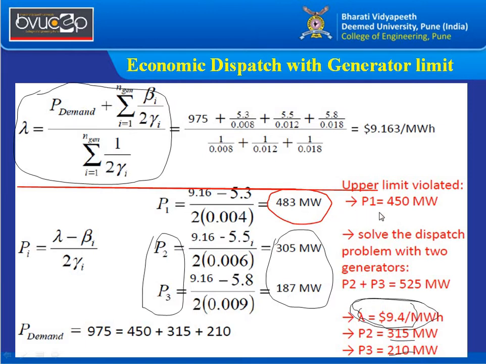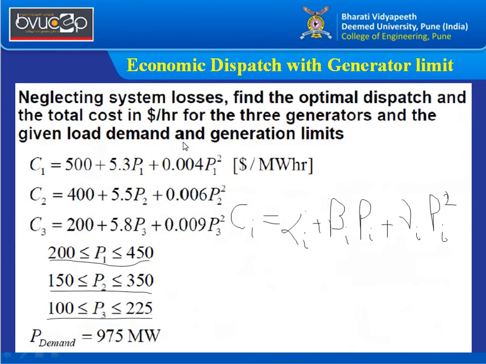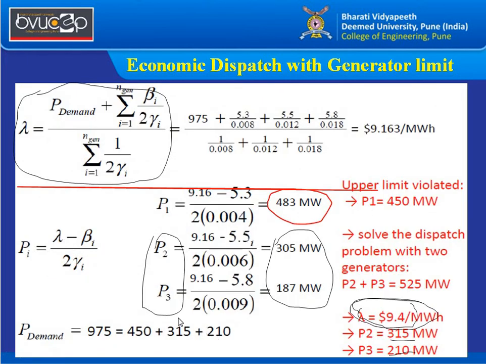So the first generating unit we have kept at 450 megawatts, so now it becomes 450 plus 315 plus 210. The summation of all these three is now 975. If we check again, 450 is within the limits for the first generator, the second is 315, within the limits, and 210 is also within the limits. So this is how the optimal dispatch solution is obtained for balancing the three generating units.